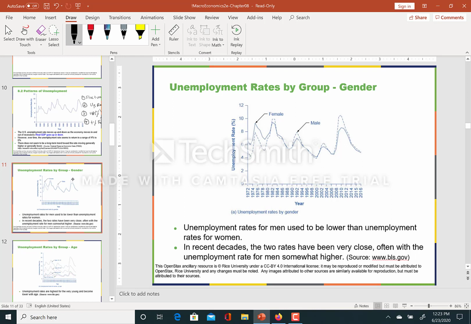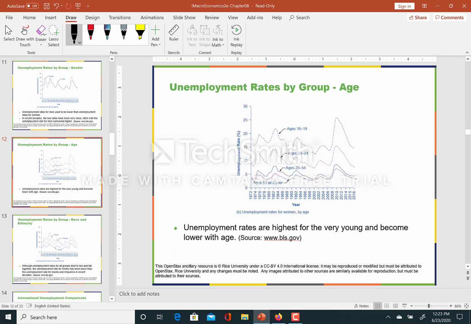higher than male unemployment rate. After that, the male unemployment rate went up, surpassed the female unemployment rate, and right now the gap has narrowed down. Now, that was by gender. Now, if we look at unemployment rate by age group, older population, they have lower unemployment rate than younger population.